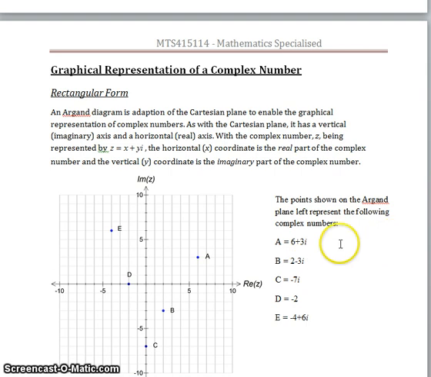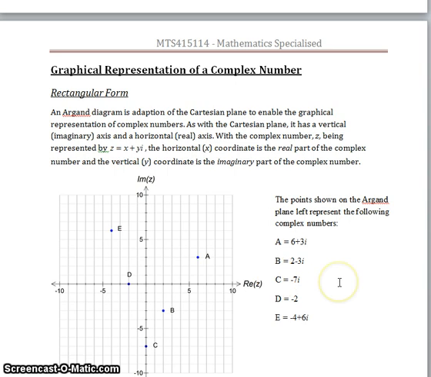B is the complex number 2 minus 3i, and so plotting that on the Argand plane, we have our x-coordinate, or on the real axis, is 2, and so we come across 2, and then the y-coordinate relating to the imaginary part is negative 3i, so we come negative 3, so we come down to negative 3.